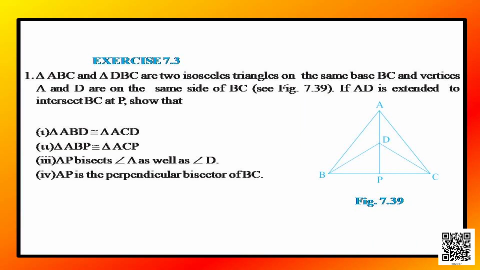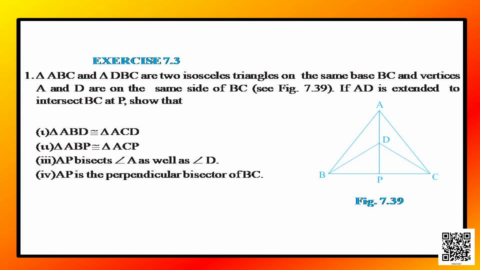The first question says, triangle ABC and triangle DBC are two isosceles triangles on the same base BC and vertices A and D are on the same side of BC. You can see figure 7.39. If AD is extended to intersect BC at P, show that triangle ABD is congruent to triangle ACD, triangle ABP is congruent to triangle ACP, AP bisects angle A as well as angle D, and AP is the perpendicular bisector of BC. So, we need to prove all these things.